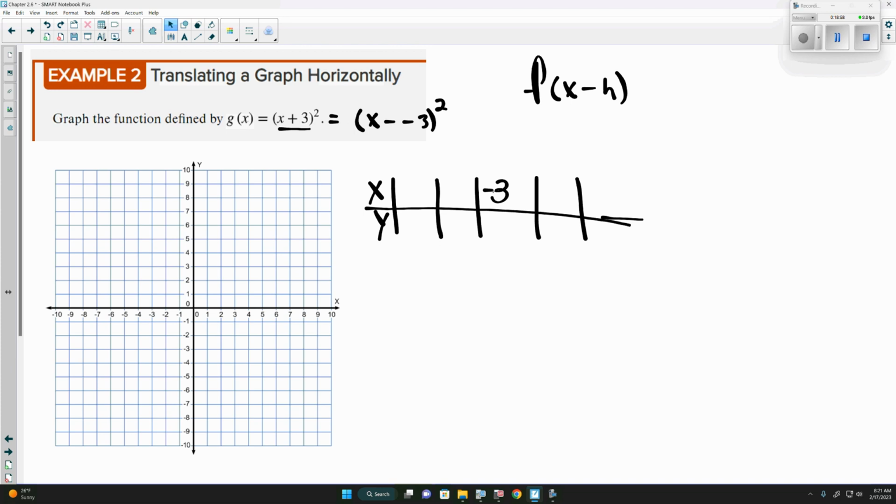Now, did we move the function up and down at all? Well, no, there's nothing added or subtracted outside. So the vertex started out at 0, 0, yes? Moved it 3 units to the left, so x is now negative 3. And if we plug this in, negative 3 plus 3 squared to get the y value. Negative 3 plus 3 is 0, 0 squared is still 0. So the vertex still has a 0 for the y value.